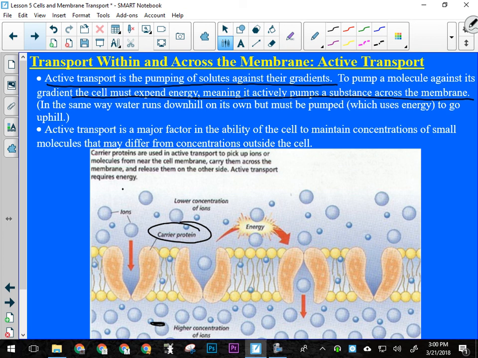All right, so active transport is really good in that it can get stuff done quickly, it can go against the gradient, but its drawback is that it requires energy. It's not passive, it's active. So it's a major factor in the ability of the cell to maintain concentrations of small molecules.